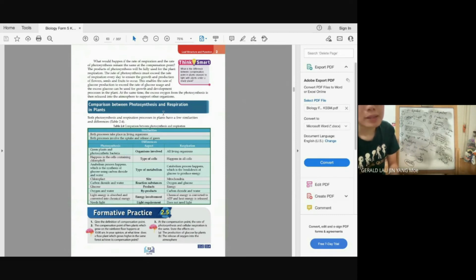Okay, chloroplast is the site for photosynthesis. Mitochondrion is the site for respiration. Reaction substance: carbon dioxide and water.